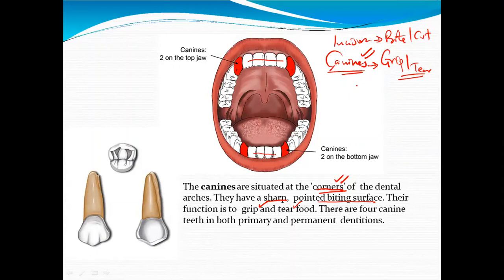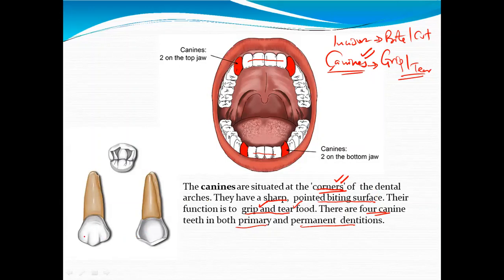Okay, so I'm sure most of you have tried to do that, and that is because that is normally the function of the canines. So there are 4 canines, canine teeth, in both primary and permanent dentitions. Both children who have the primary dentition and adults or older children who have had their permanent dentition, both of them have 4 canines.